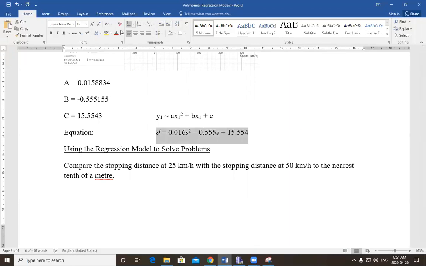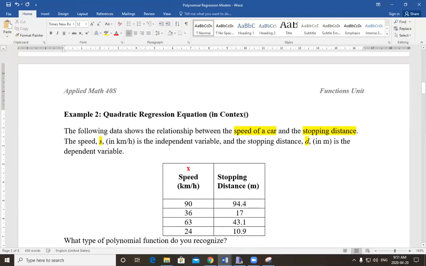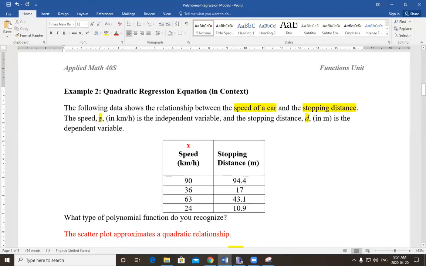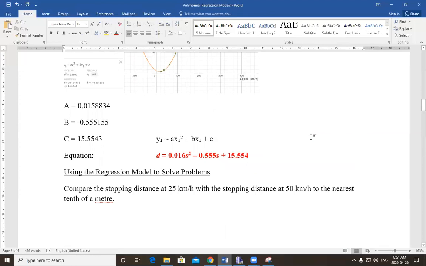That would be our regression model, and that would be our final answer. So again, what we did is that in places of A and B and C, we put the values that we got from Desmos. Why did we turn this plus into a negative? Because the B was negative. So that's why it's a minus. We replaced Y with D, X with S, because again, in this context, X is represented as speed S and Y is represented as stopping distance D. Okay, so we've got the model.